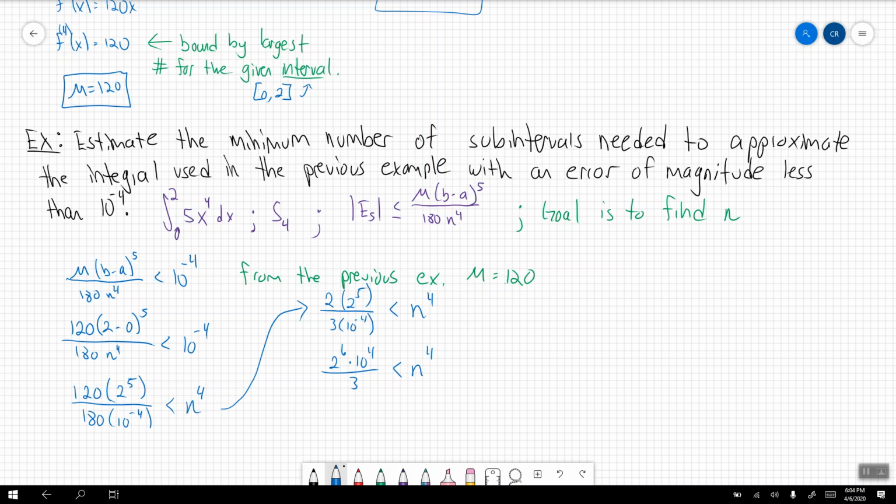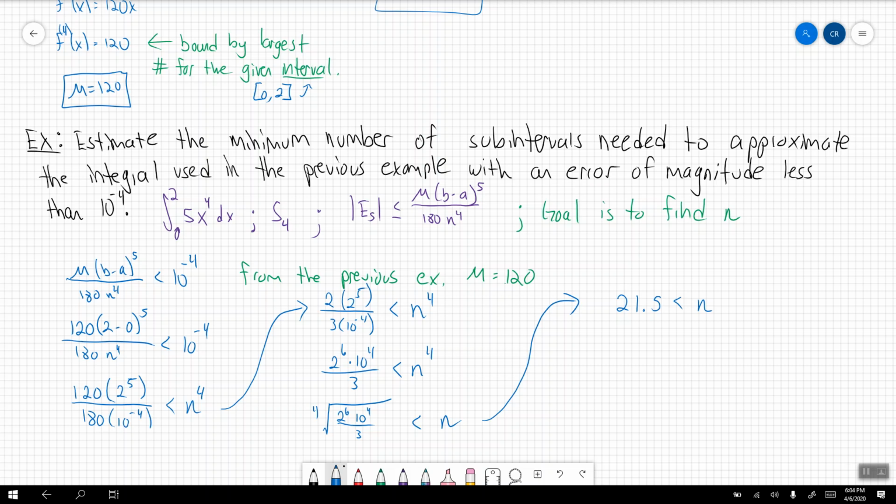Now I need to solve for this n value. So to solve for n, I'm going to take the nth root of both sides, or the 4th root of both sides. So I'm going to take the 4th root of 2 to the power of 6 times 10 to the power of 4 divided by 3, and this is going to be less than n. Now all I'm going to do is substitute this into the calculator. So what I get here is that 21.5 is going to be less than n. There we are.